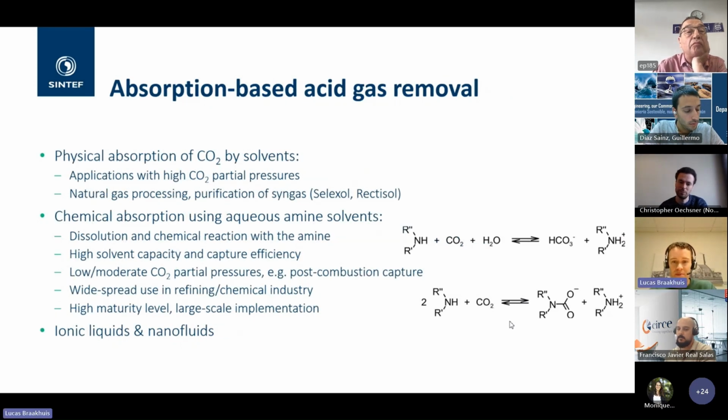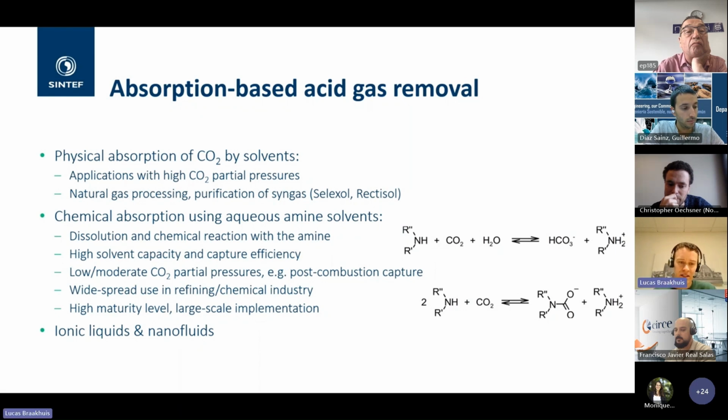So absorption-based acid gas removal, there's a couple of technologies. First, of course, there's the physical absorbents. These are typically applied for applications where there's either high pressures or high CO2 contents or high CO2 partial pressures. And you can think here of purification of syngas or natural gas processing. And maybe you've heard of some of these solvents like Selexol and Rectisol.